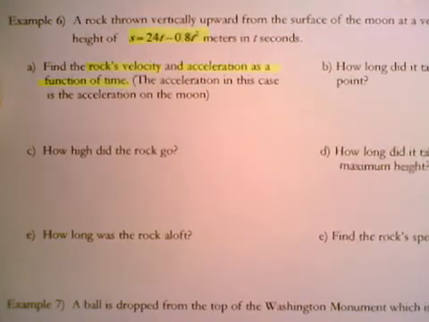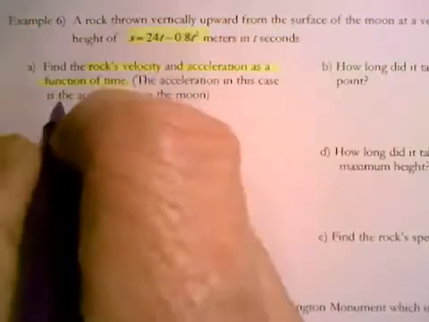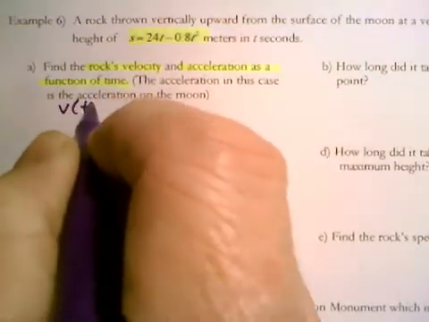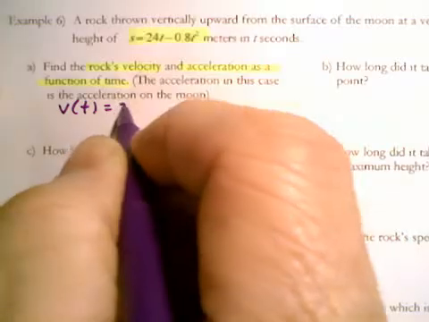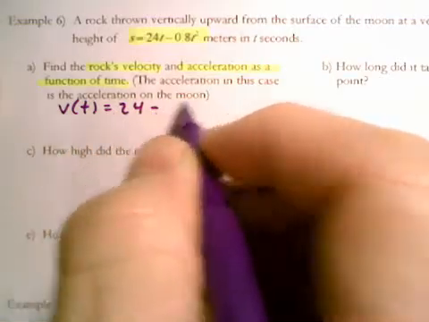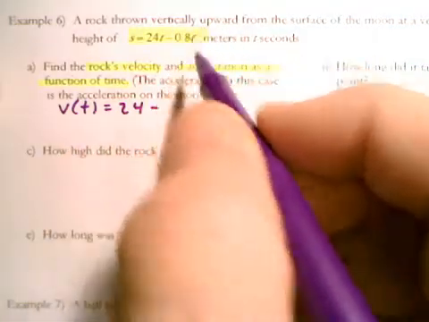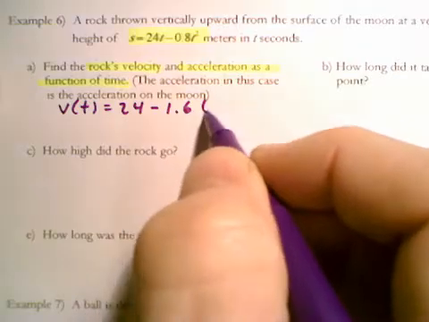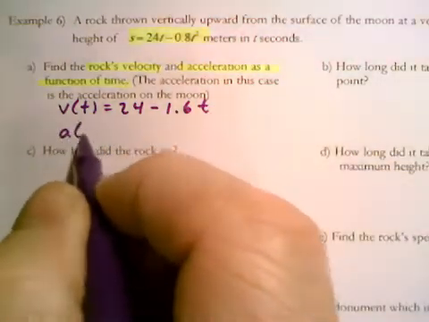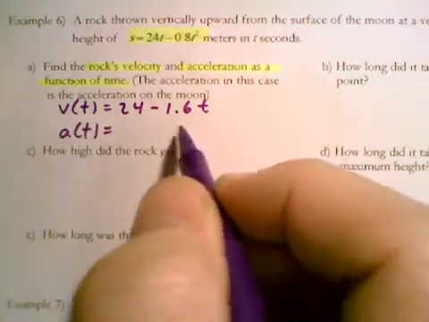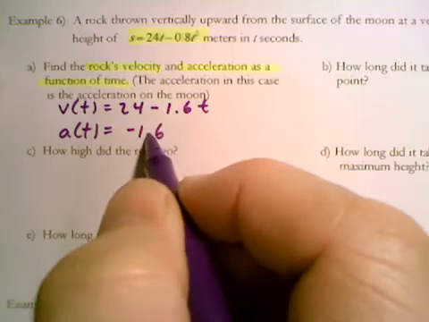Oh, by the way, I would encourage you to pause the video and try this on your own before you watch the video. Rock's velocity as a function of time would be the derivative of the position, 24 minus 2 times 0.8 is 1.6t, and then the acceleration at time t would be negative 1.6.